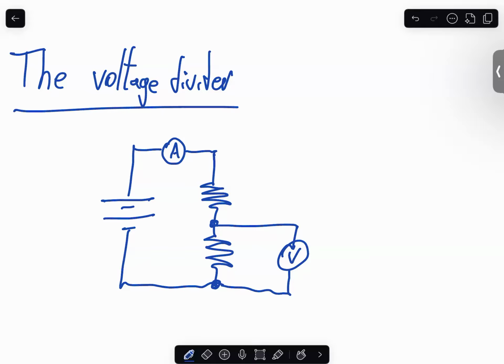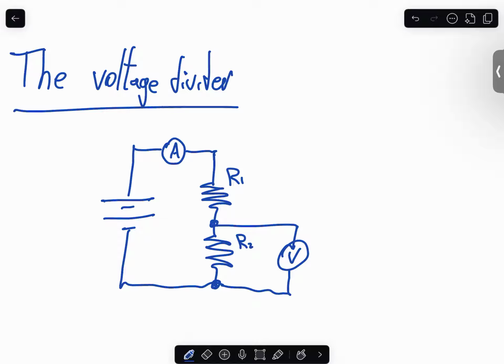The lower resistor, I'm going to give these names, R1 and R2. The voltmeter is in parallel with R2. It's really important that it is, because voltages in parallel are equal. Maybe you could define parallel as that.